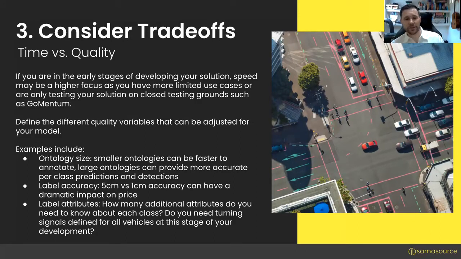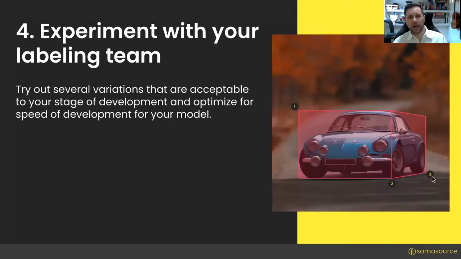And then label attributes. How many additional attributes do you really need to know about each class? Do you need turning signals defined for all vehicles at this stage of development? Obviously, you're going to want them later on when you're looking for whatever cues you can get to be an amazing L4 system, but consider where you are in your development stage. And then this one might seem a little obvious, but experiment with your labeling team, whether they're internal or external. Try out variations that are acceptable to your stage of development, and then you can optimize for speed.